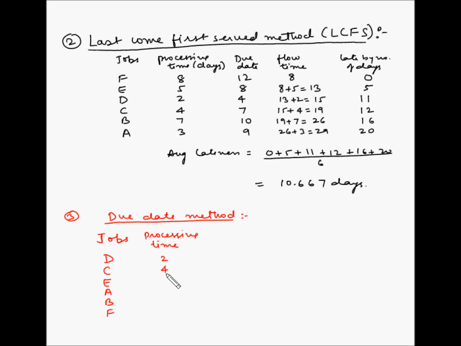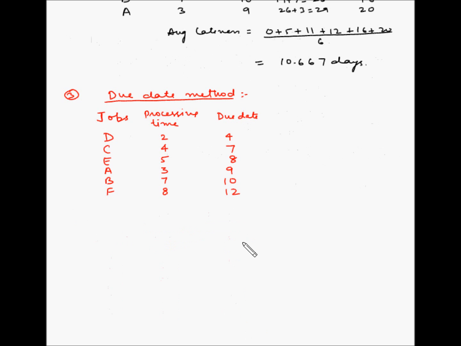2, 4, 5, 3, 7, and 8. Let's also note down the due date. 4, 7, 8, 9, 10, and 12. Now, if you note, these due dates are in the ascending order, so 4, 7, 8, 9, 10, and 12.